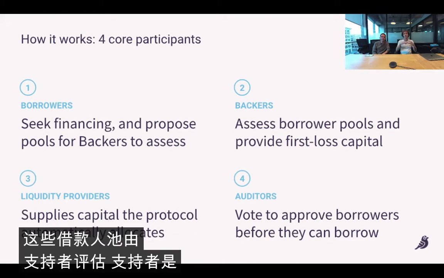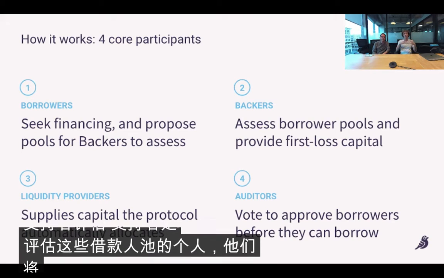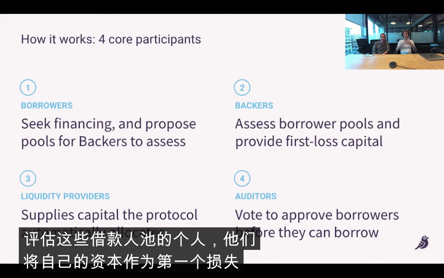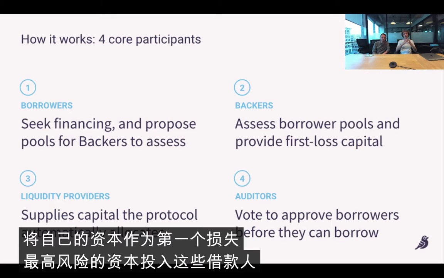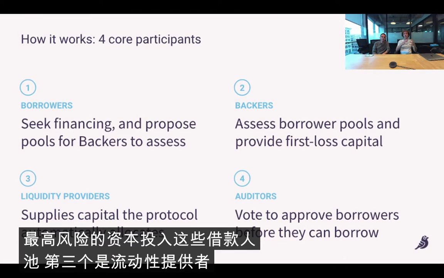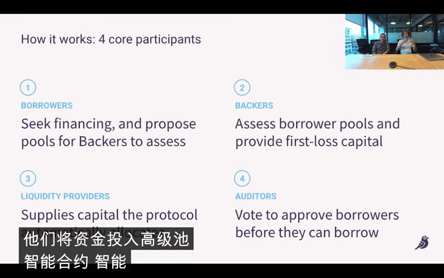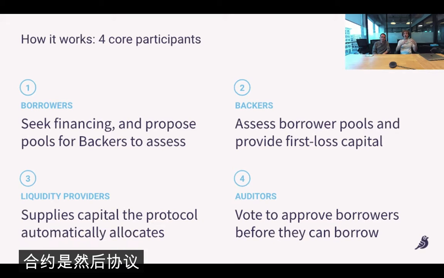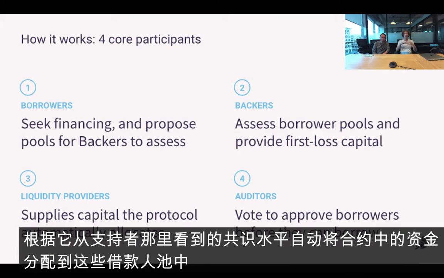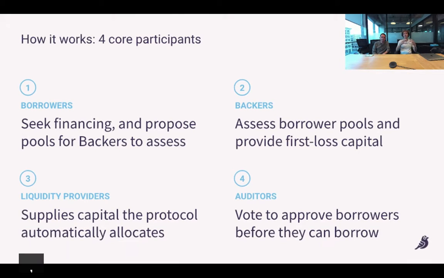Backers are individuals who assess those borrower pools and they put up their own capital as first loss, highest risk capital into those borrower pools. The third is liquidity providers. They put capital into a senior pool smart contract. Then the protocol automatically allocates capital from that contract into these borrower pools based on the level of consensus it sees from the backers.